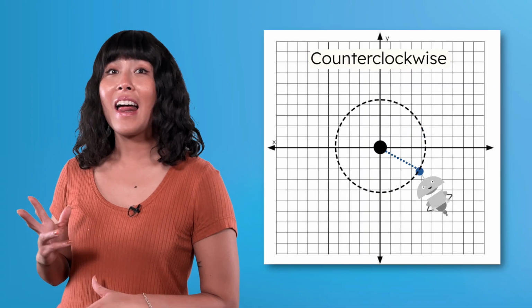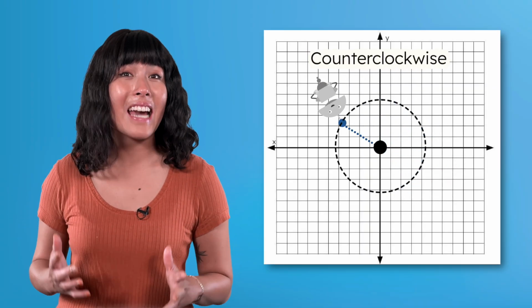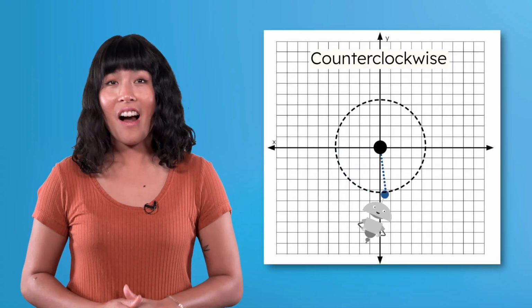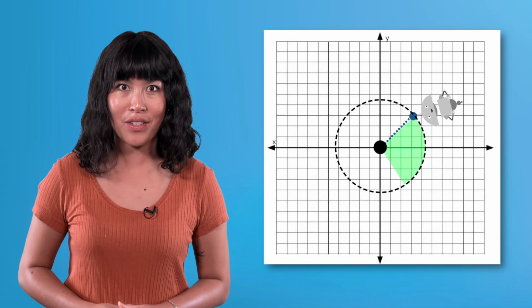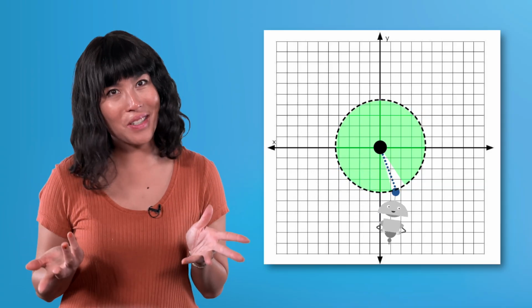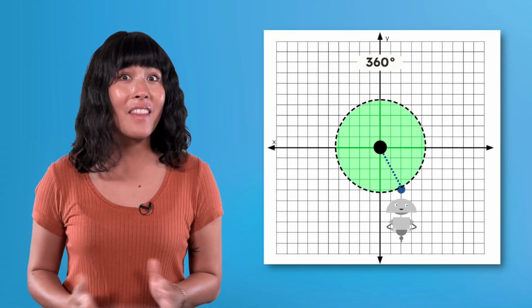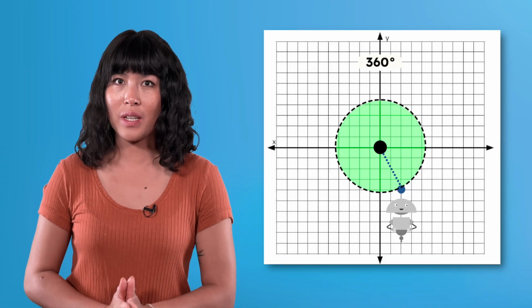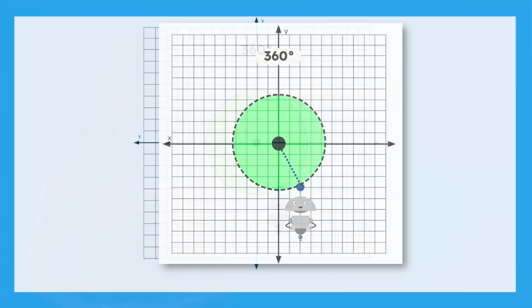Rotating Mia the other way, like this, is in the counterclockwise direction. A full rotation around the origin is a 360-degree rotation, where Mia does a full lap around the origin before returning to its original position. In this course, we'll only focus on rotations in 90-degree increments. Let's take a closer look.